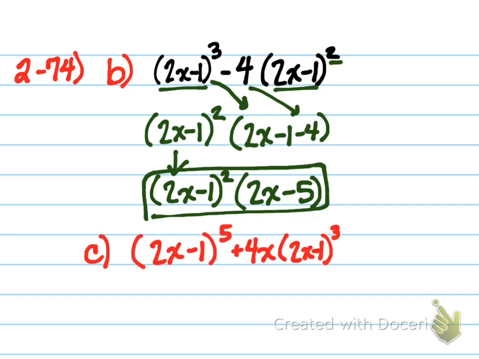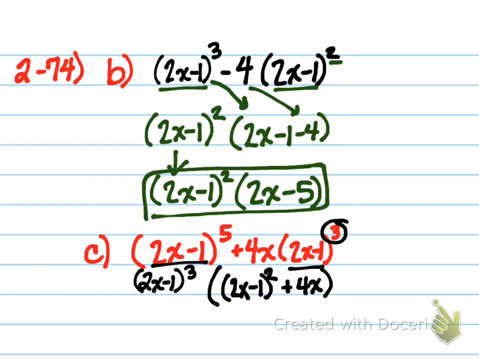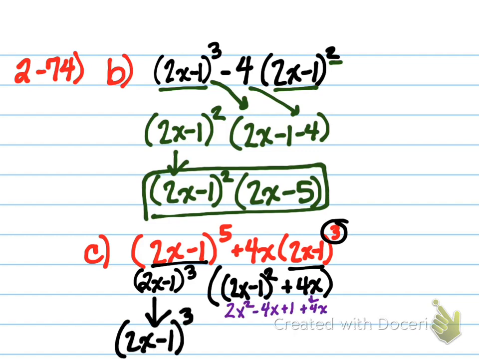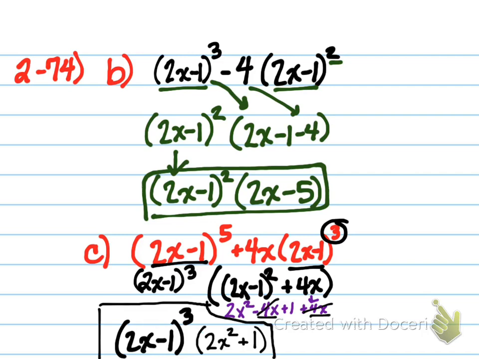On C, the GCF is 2x minus 1 to the power of 3. So that means you have 2x minus 1 to the power of 2 as your leftovers. And then what we need to do from there is just simplify that, multiply that out, and then I want you to combine like terms, and you end up getting this result.